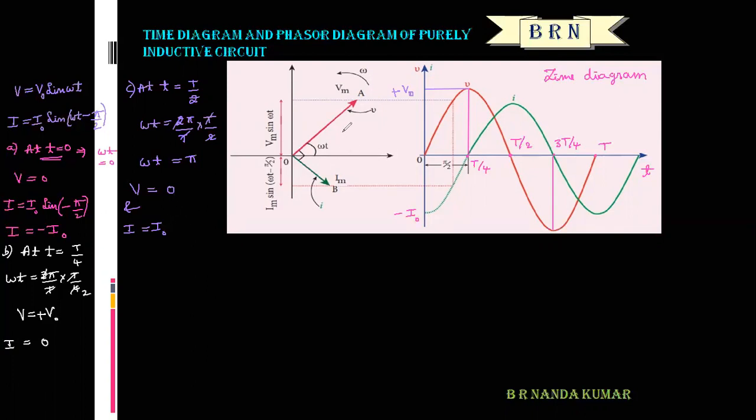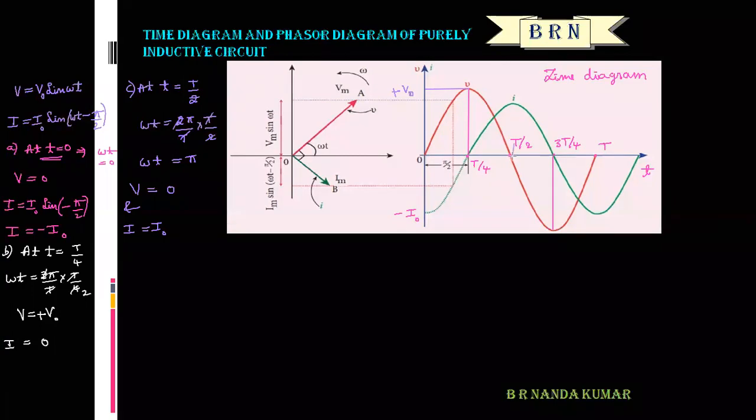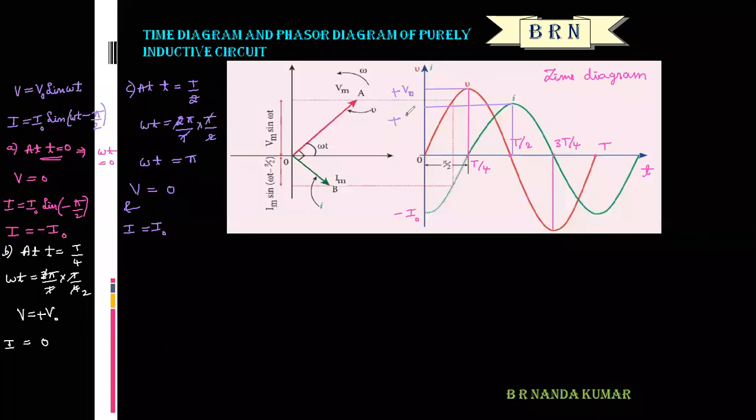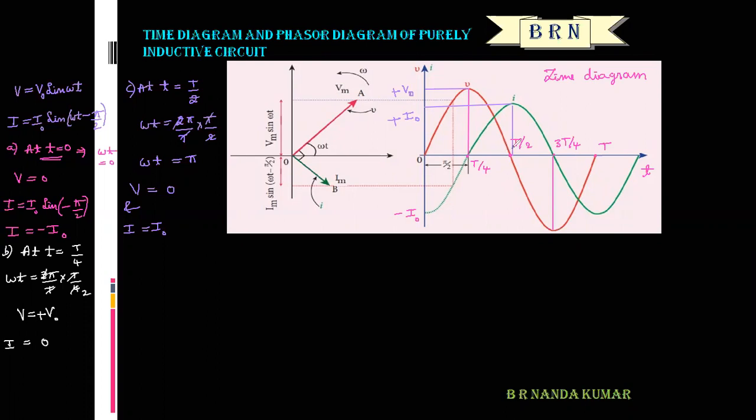So at time t is equal to T by 2, the current flowing is maximum, but voltage is equal to 0. The current flowing through the inductor is maximum, that is plus I naught. At time t is equal to T by 2, current flowing in the inductive circuit is maximum, that is plus I naught, but voltage is equal to 0.